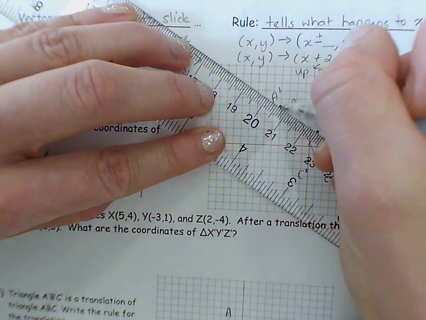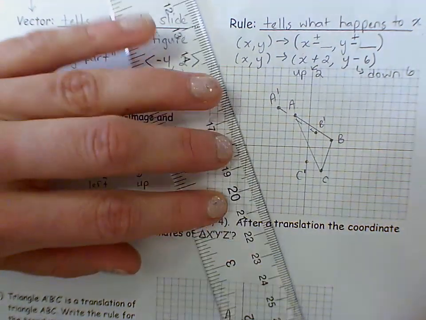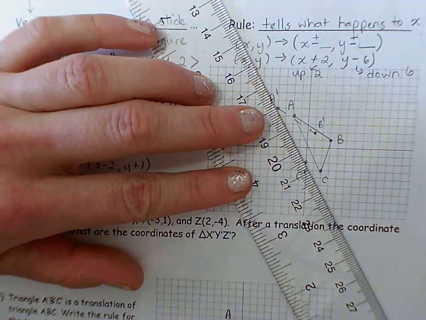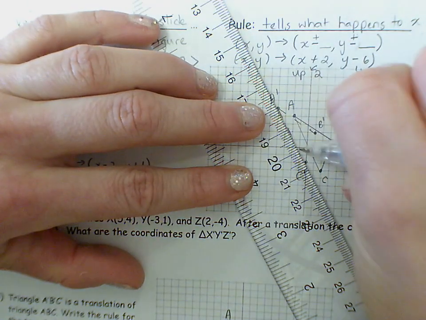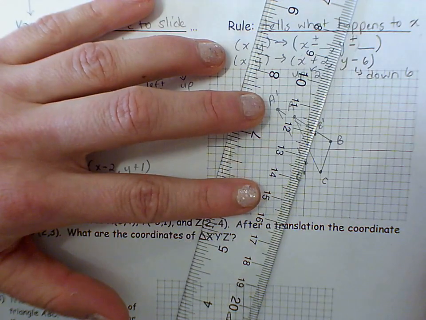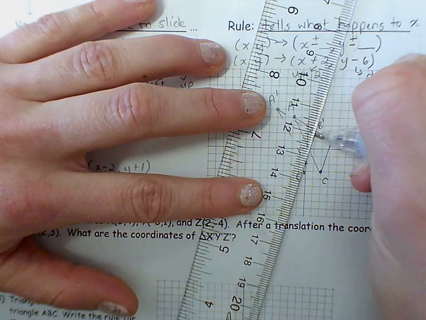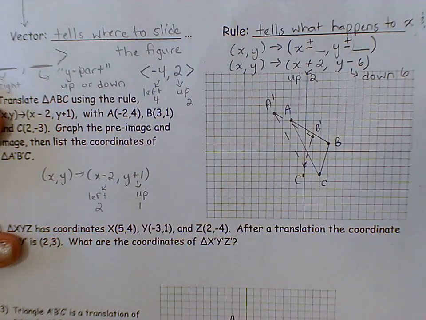But this one also asks us to write the actual coordinates of the image, so I'm going to do that in a second. And then also notice, typically I will dot the image just so that I can see in my graph which one is different. So I know which one's the image and which one's the pre-image, okay? So all I have to do now is just tell the coordinates of those points.